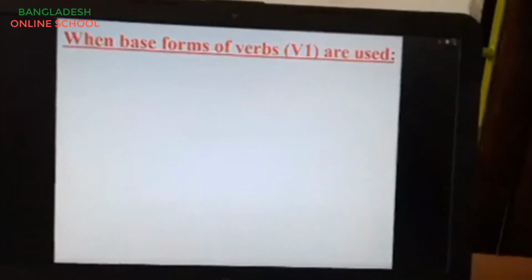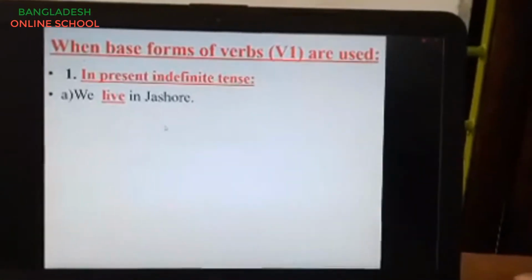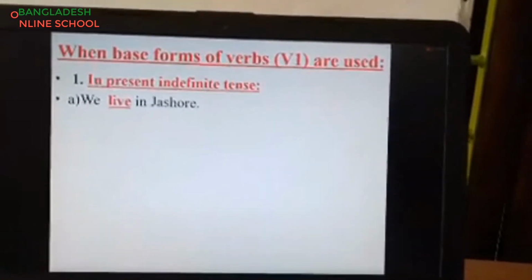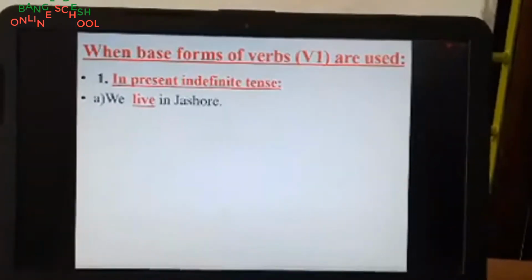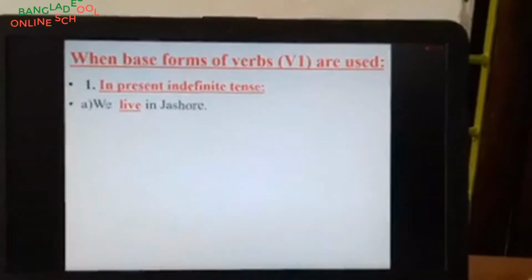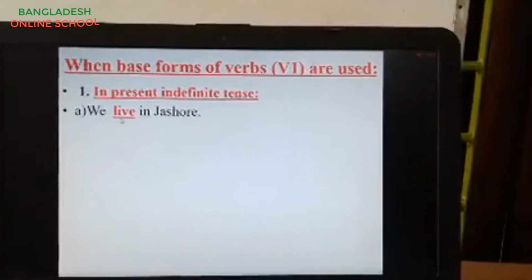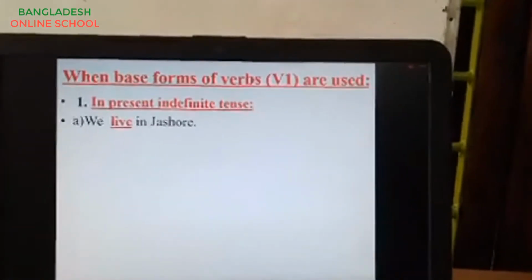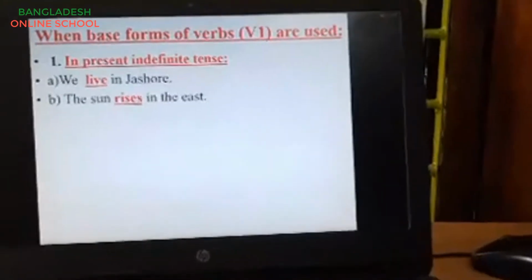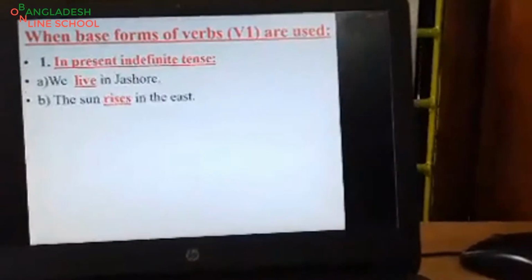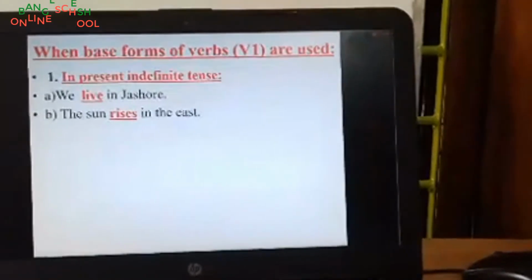Okay, when are base forms of verbs used? In present indefinite tense, or simple present form, we use base form of verb. You see, we live in Joshua. This is a sentence written in present indefinite tense. That is why here verb live is used in present form. Likewise, in the second example, the sun rises in the east, rise is base form, because the sentence is written in present indefinite tense. So this is the first point.